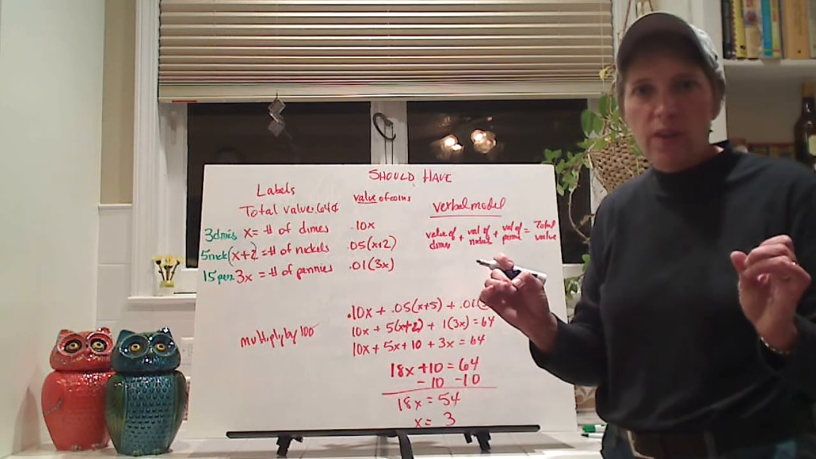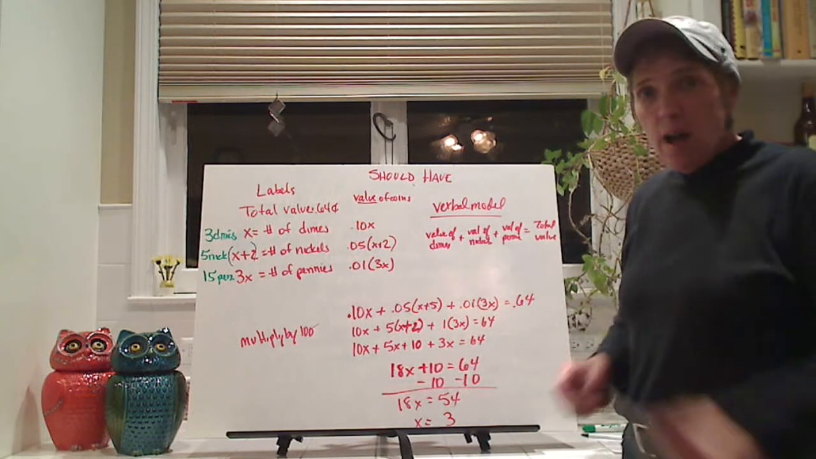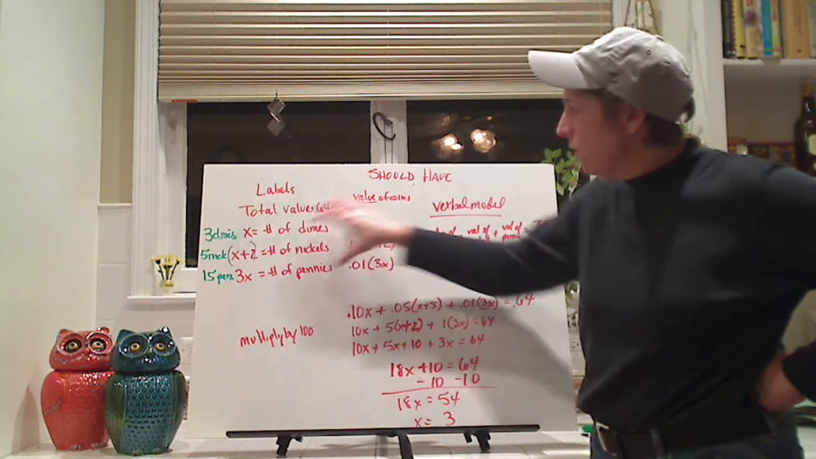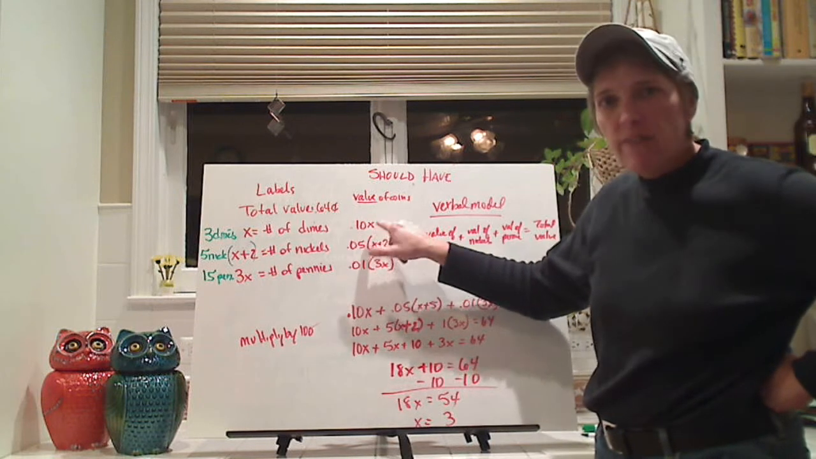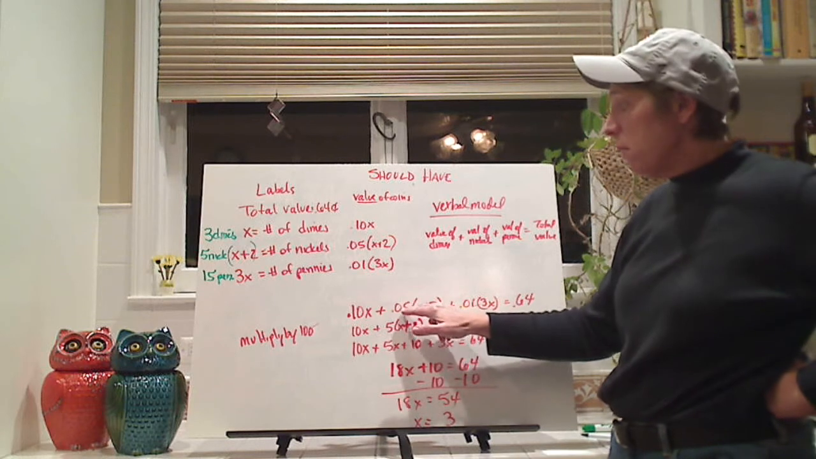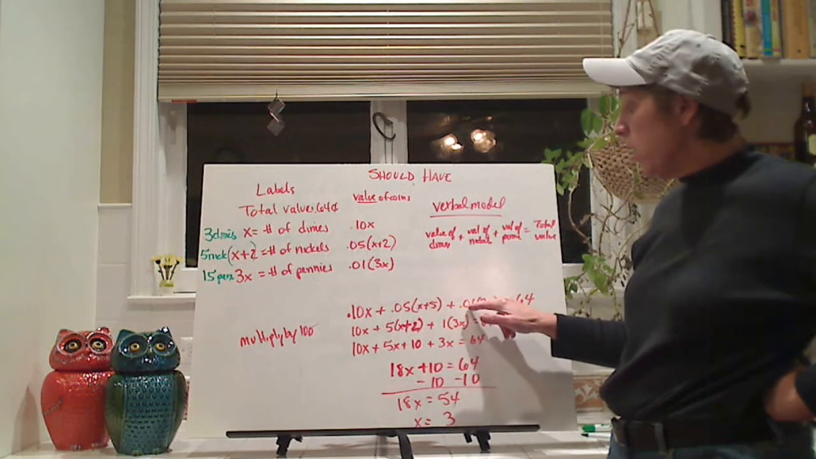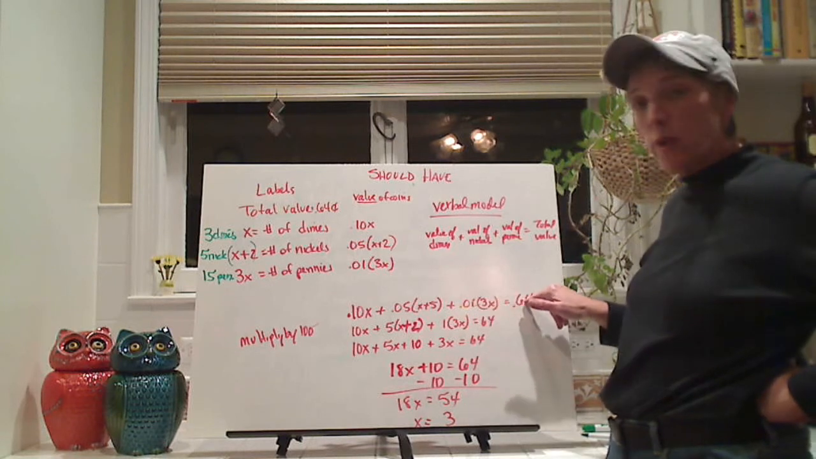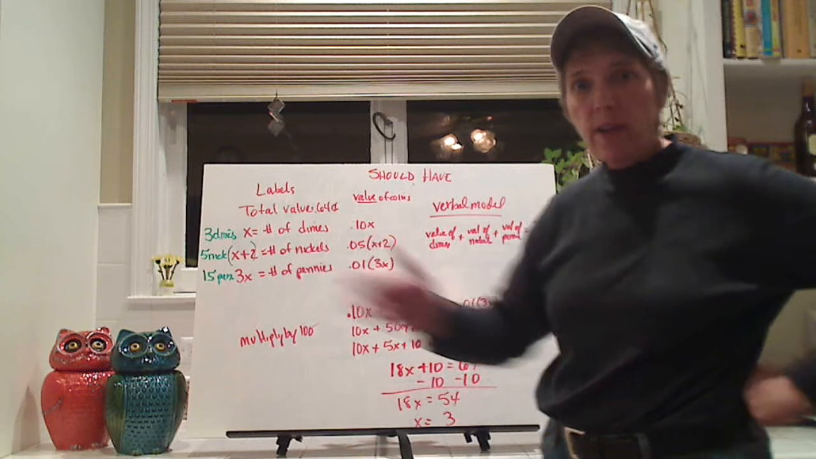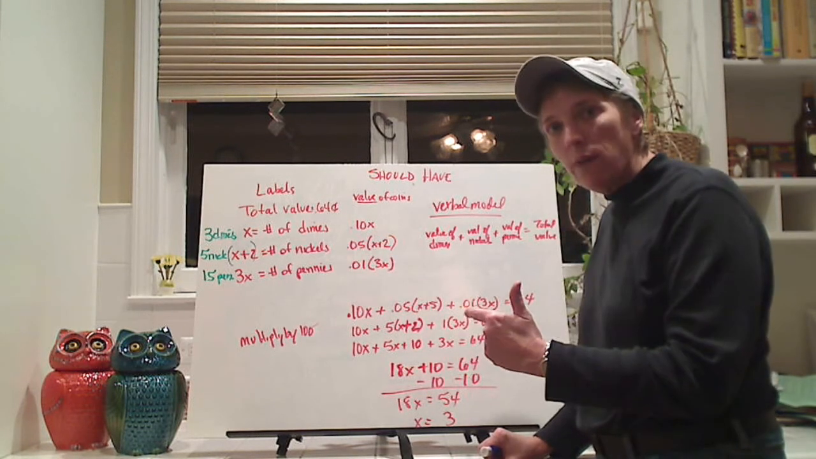That's the most important thing you can learn from this video. So I'm going to set it up where I don't use this by itself. I use it over here where I've plugged in the value of the coins. So I get 0.10x plus 0.05 times the quantity of x plus 5 plus 0.01 times 3x equals 0.64. I multiply by 100 to get rid of all the decimals. I don't distribute first. I get rid of the decimals.